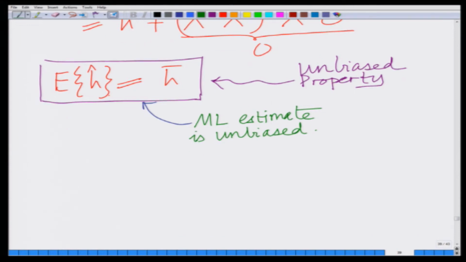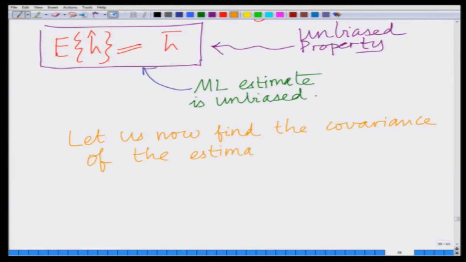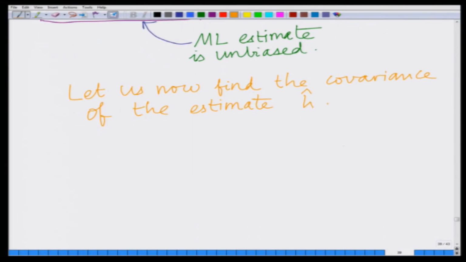Now, the second thing that we have to do is find the variance or the covariance. Since this is a vector, for a scalar estimate we find the variance, but since this is a vector, let us now find the covariance of the estimate. Let us now find the covariance of the estimate H hat.